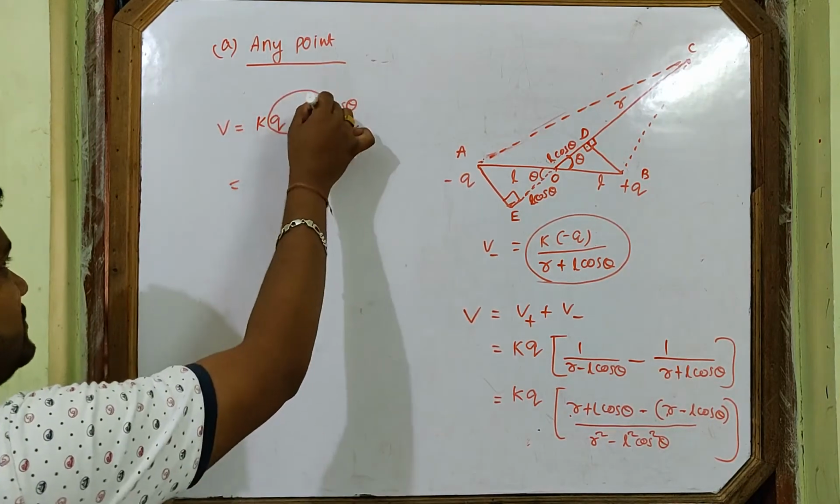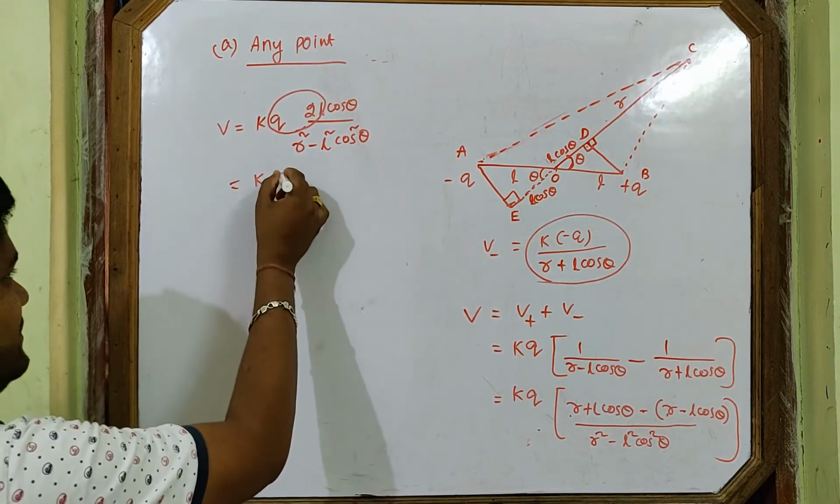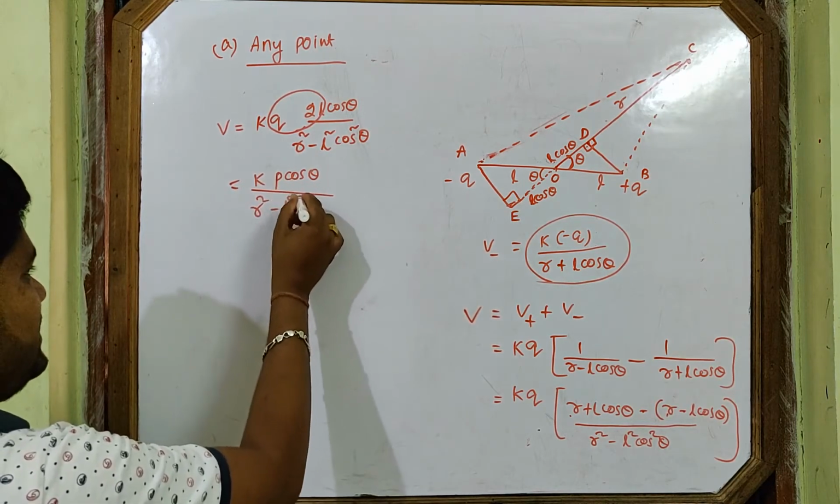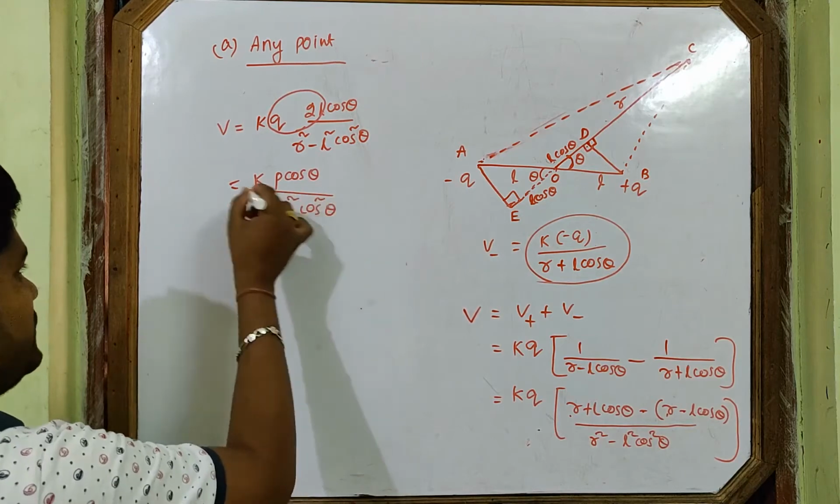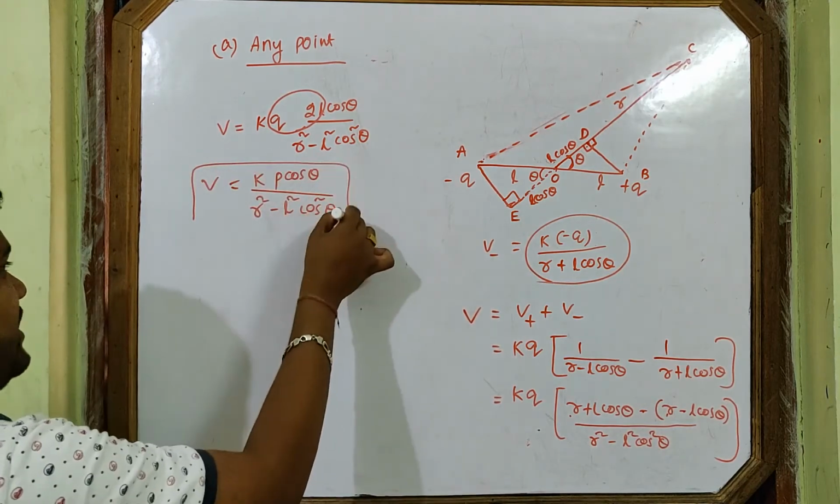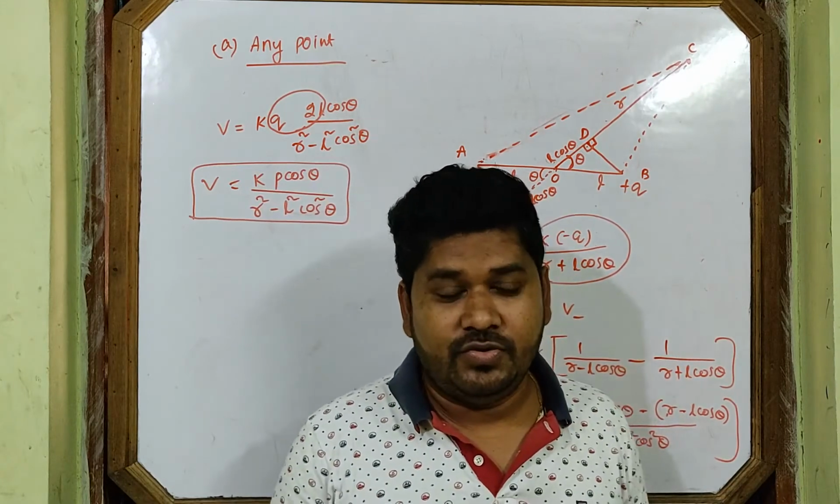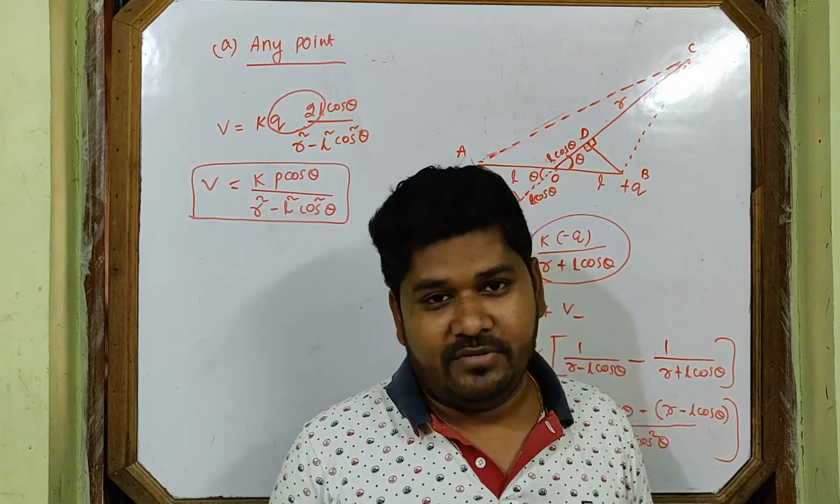Q into 2L is what? Again the same question coming here: dipole moment. So V equals K p cos theta by R squared minus L squared cos squared theta. So this is the potential at any point due to an electric dipole.